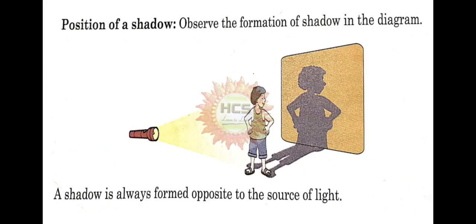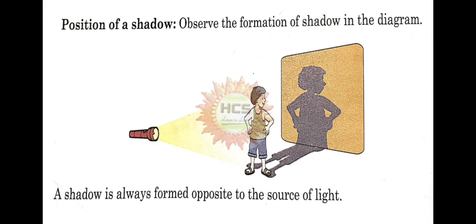You can look at the picture. The torch, what is a torch? The torch is the light source. The boy is the opaque object over here. And on the screen you can see the dark area behind the boy. This is known as shadow.